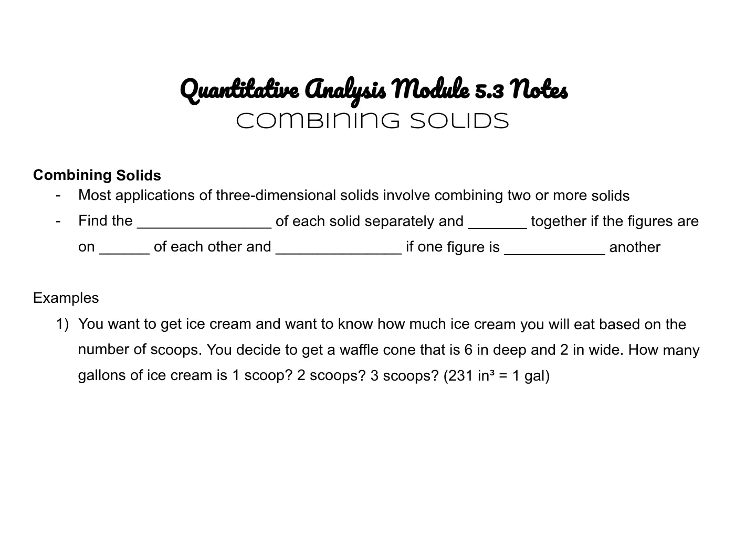In section 3, we're going to talk about combining solids. Most applications of three-dimensional solids involve combining two or more of them. When we're finding the volume of those combined solids, we find the volume of each solid separately, and we add together if the figures are on top of each other, and we subtract if one figure is inside another. So we're either going to be adding or subtracting volumes of composite solids.